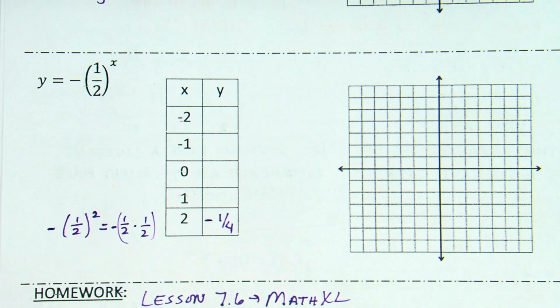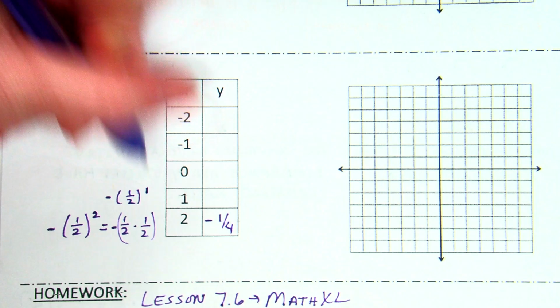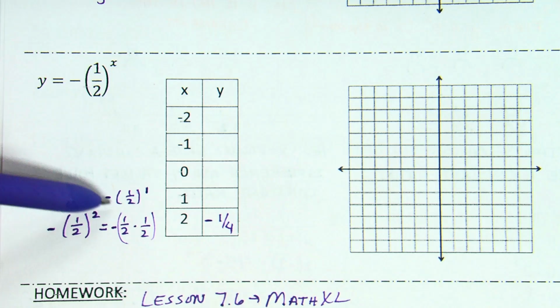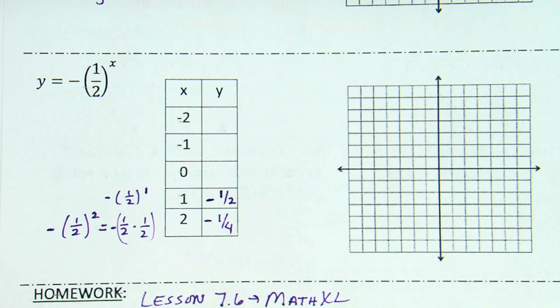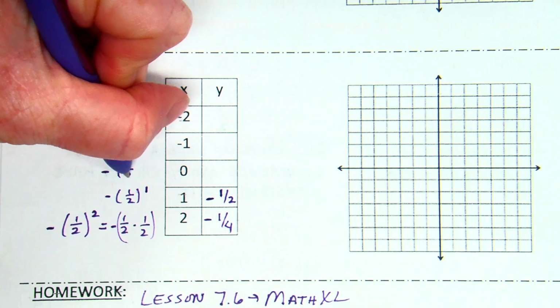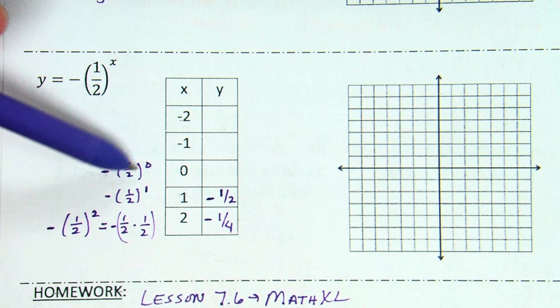Okay. What about the exponent of 1? Yeah. Negative of 1/2 raised to the first. Well, 1/2 raised to the first is 1/2. Times the negative, or negative of that, is going to be negative 1/2. Okay. What about the negative of 1/2 raised to 0? Anything raised to 0 is 1. Now, notice that 0 just goes on the 1/2. So it's going to be negative 1.